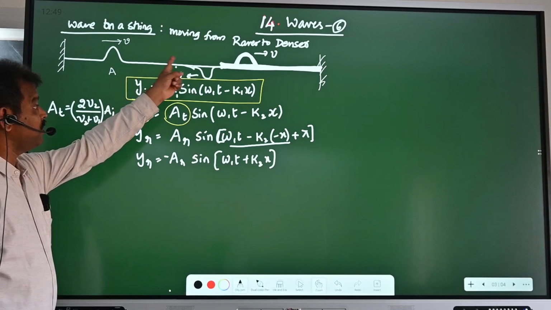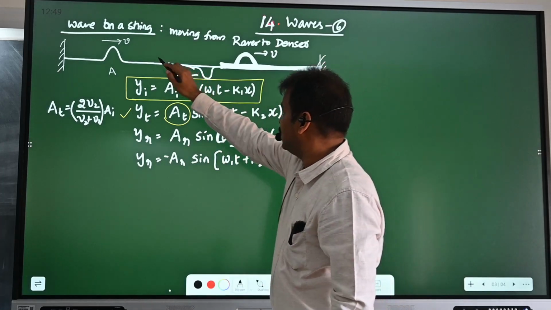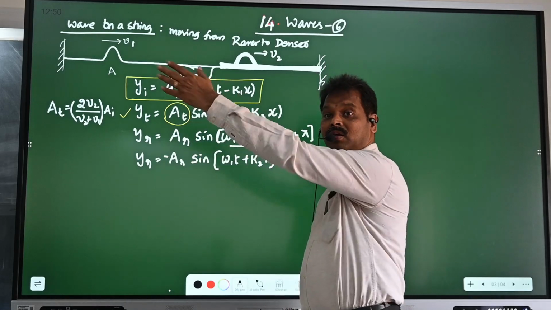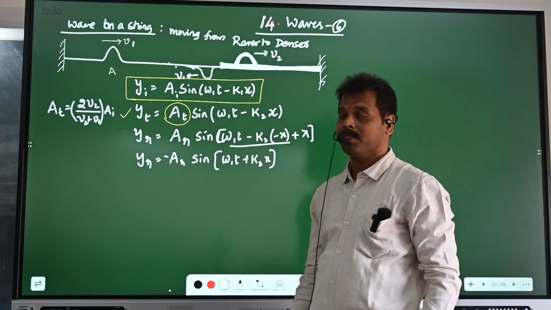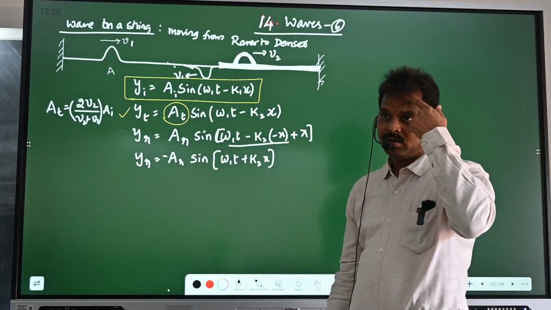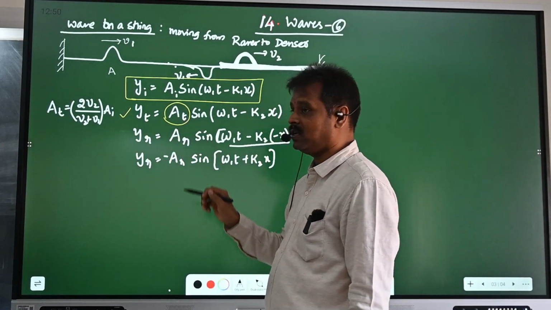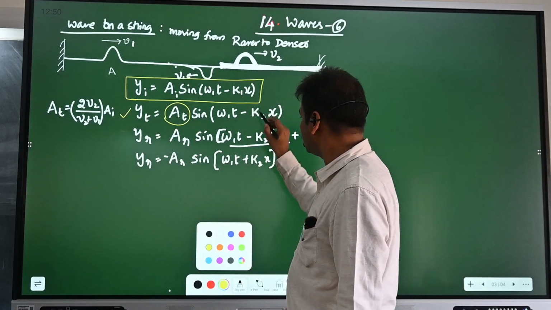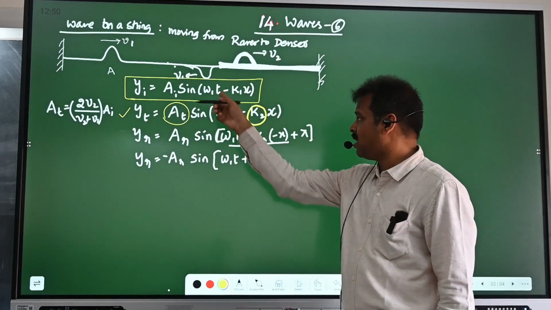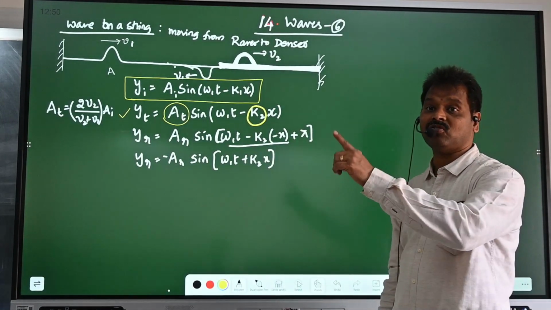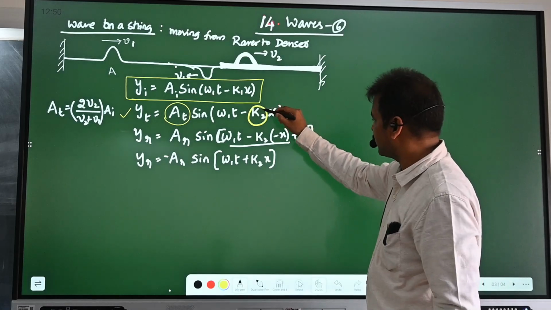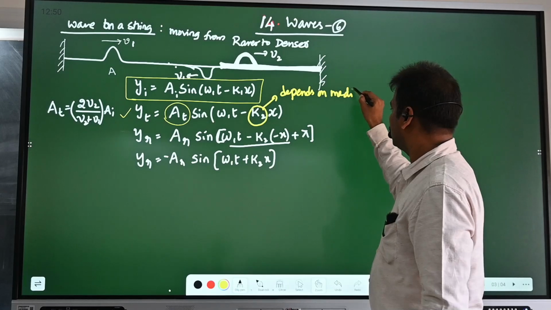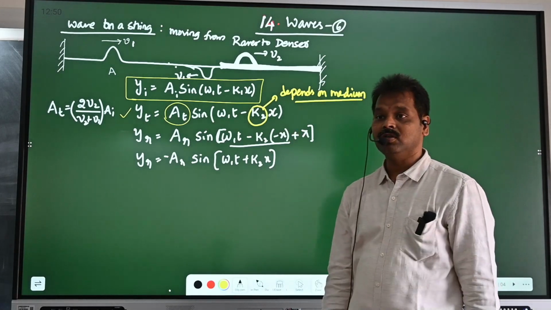Right. As the medium changes, velocity changes. The velocity here is V1, here the velocity will be V2. The incident and reflected waves have the same velocity. The transmitted wave will have a different velocity. So based on that, this A t changes. One more change. What is the one more change? Omega 1 is not changing, but the propagation constant depends on the medium. That's why this also changes.